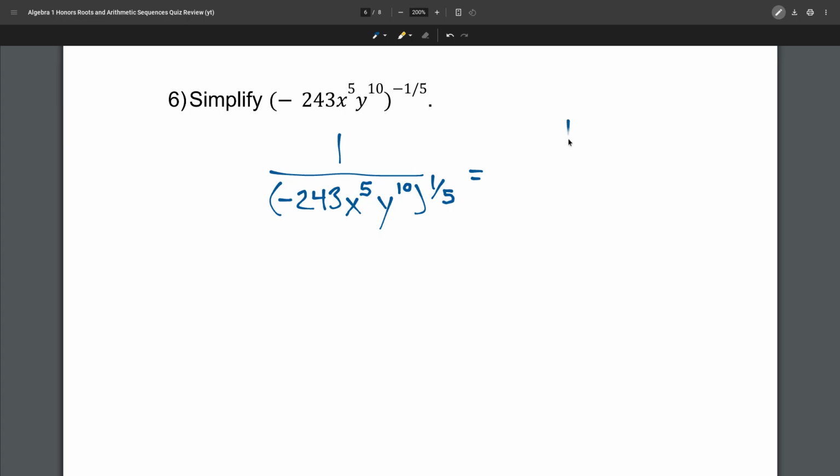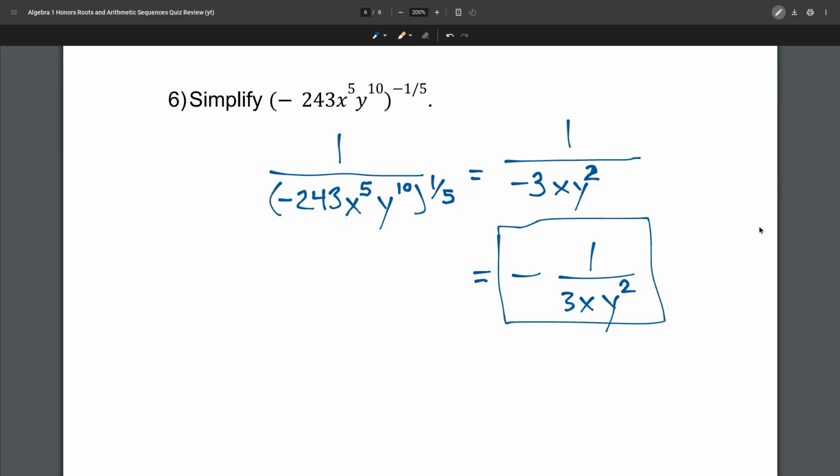All right, so that's going to be 1 over the 5th root of negative 243, which is negative 3. The 5th root of x to the 5th is just x. And the 5th root of y to the 10th is y squared. And typically we'll write the negative out front. Positive divided by a negative is a negative, so we have negative 1 over 3x y squared as our solution for number 6.